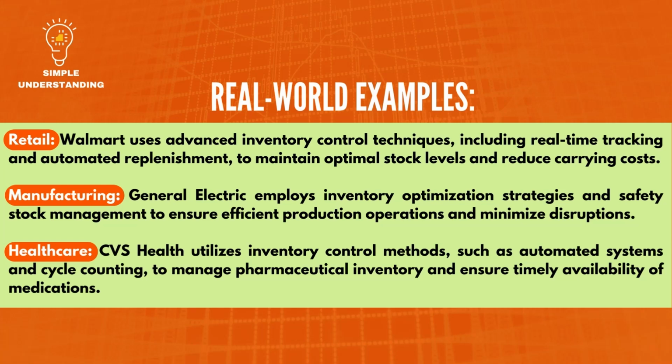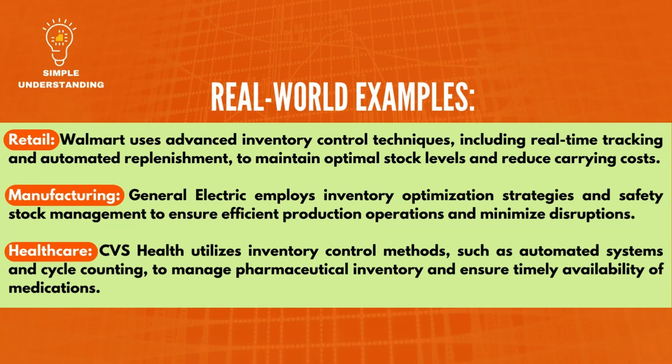Real-world examples. Retail: Walmart uses advanced inventory control techniques, including real-time tracking and automated replenishment, to maintain optimal stock levels and reduce carrying costs. Manufacturing: General Electric employs inventory optimization strategies and safety stock management to ensure efficient production operations and minimize disruptions.